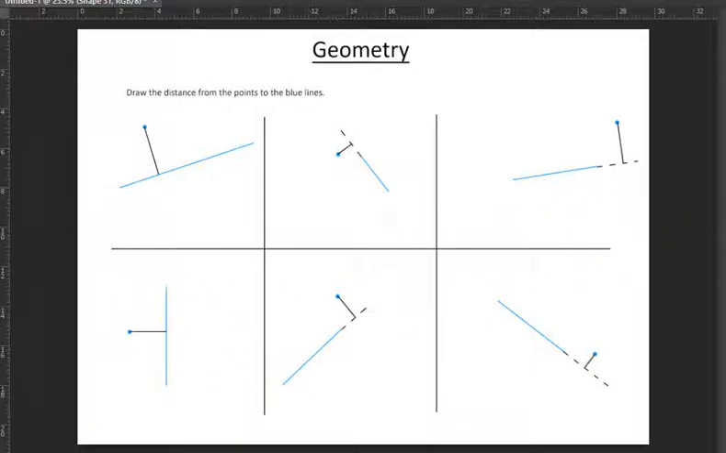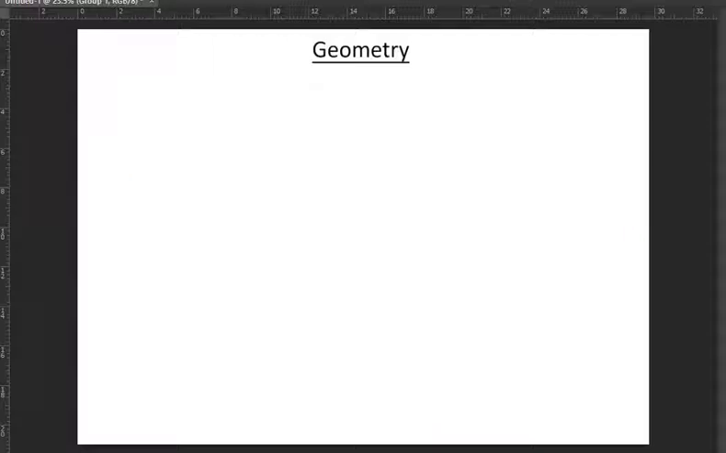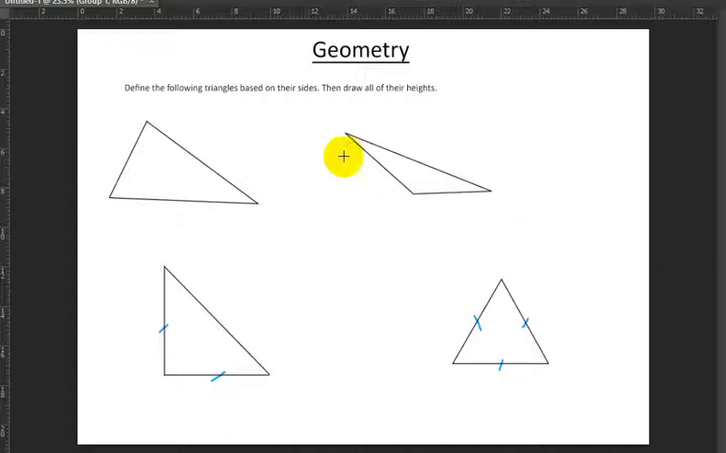Okay, now let's delete. No, let's not delete. Let's just hide all of these. There we go. And move on to our next exercise. Here we want to first define all of these triangles based on their sides, and then we want to draw all of their heights. Let's do the first one. First one says that we need to define them based on their sides.